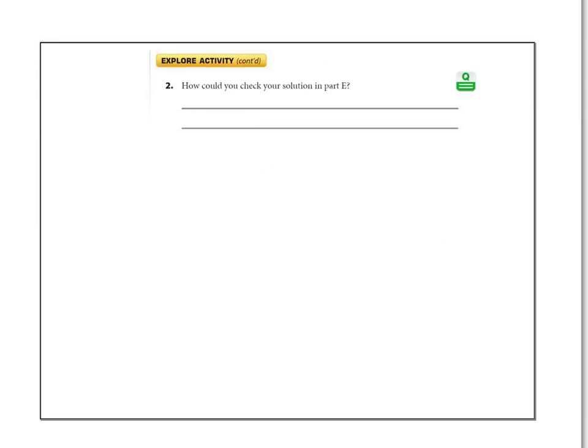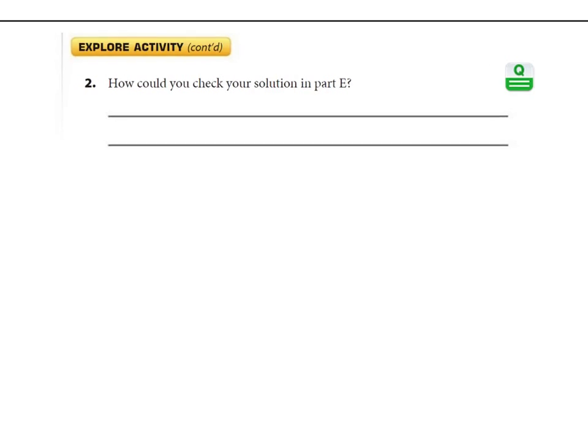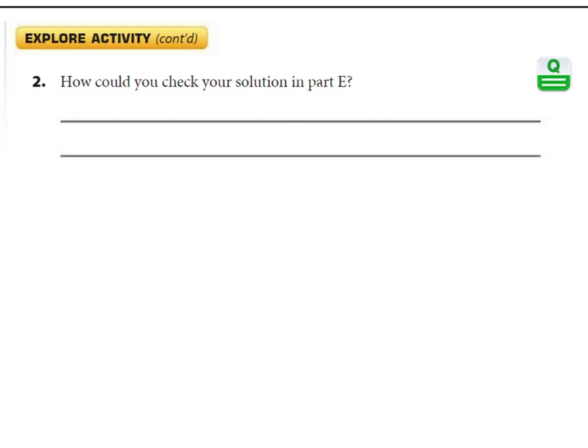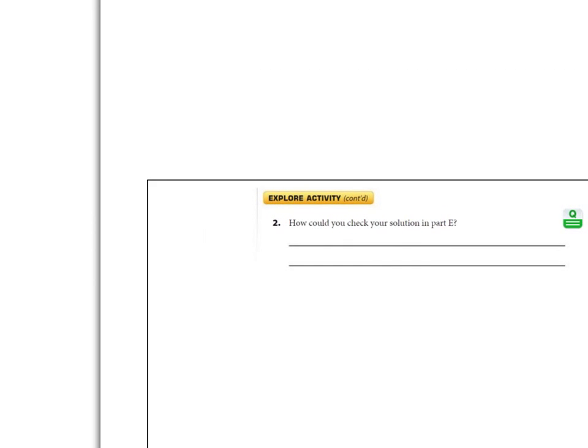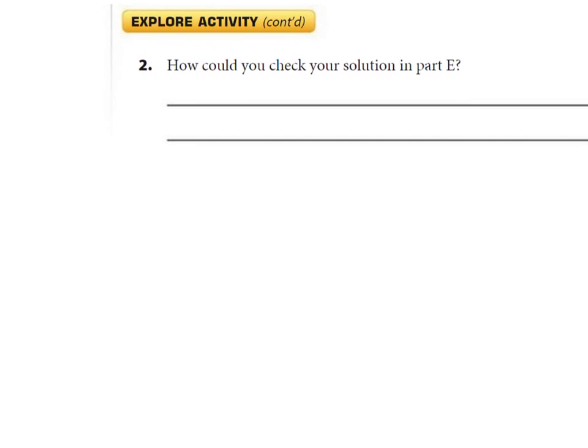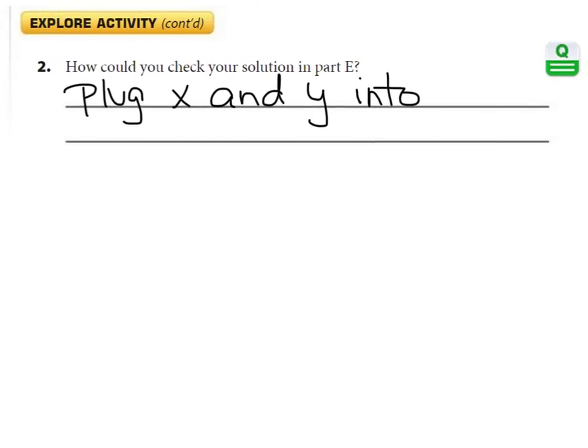And then to check your solution in part E, well, you would plug x and y, oops, sorry about that, or substitute would probably be a better word, into both equations. Or you could graph.